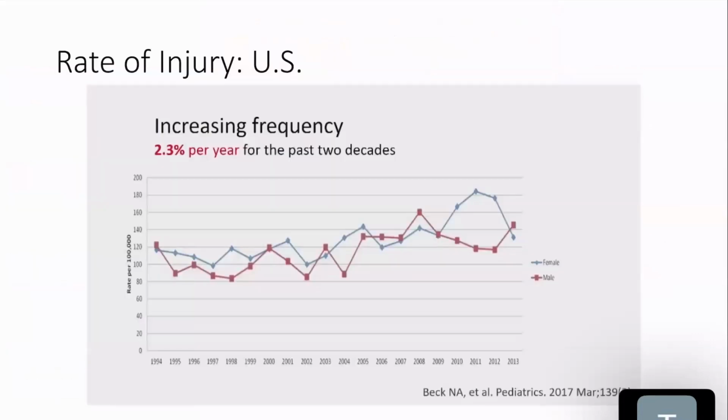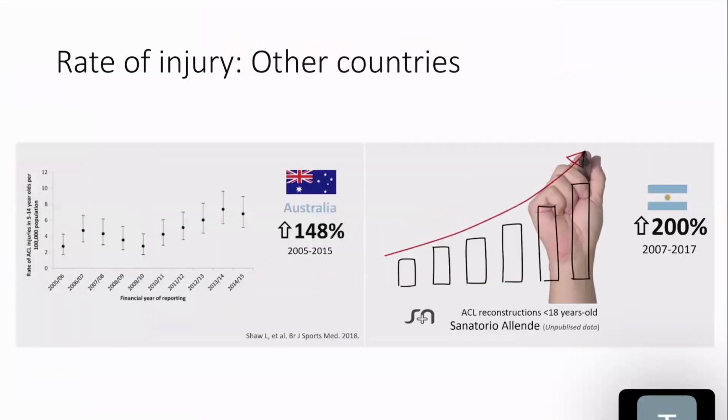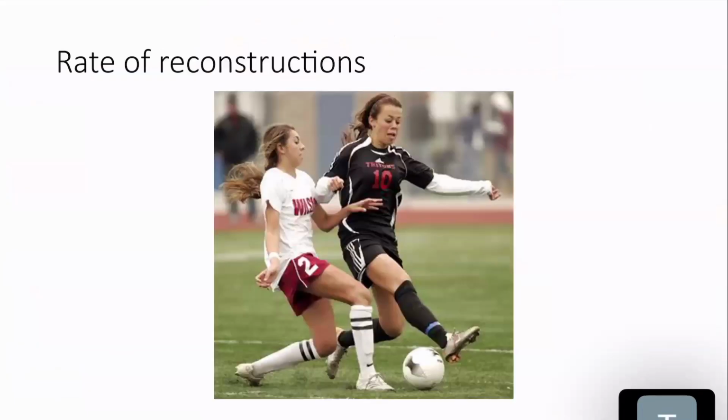And the rate of ACL injuries in the pediatric population has been increasing at a rate of 2.3% for the past 2 decades in the US. There were similar findings in a 2018 paper out of Australia and the Hospital San Antonio Allende in Argentina. It reported about a 200% increase in the rate of ACL reconstructions in patients younger than 18 years old. And a study published in 2014 reported a threefold increase in ACL reconstructions over the past 20 years in patients 3 to 20 years old.